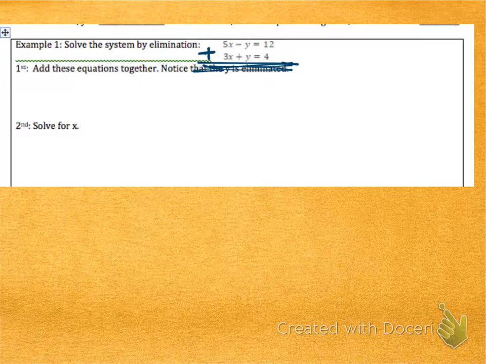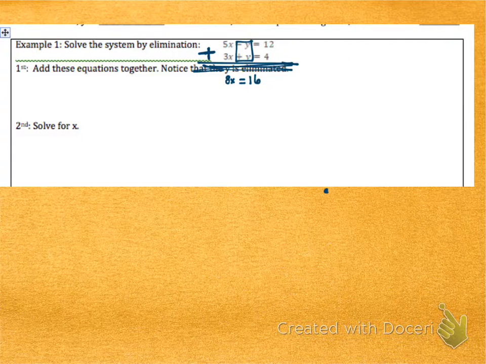And of course, you just want to add like terms, and they have to be on the same side of the equal sign. But when we add 5x and 3x, that gives us 8x. And what you'll notice is that when you add your y terms, they cancel, and that would be 0. And so they go away. And then we have 12 plus 4, which is 16. And so you can see we have eliminated a variable.